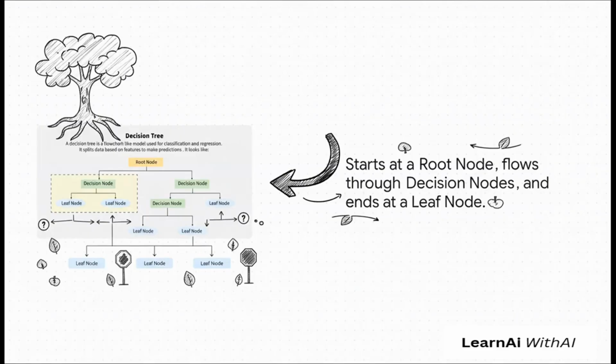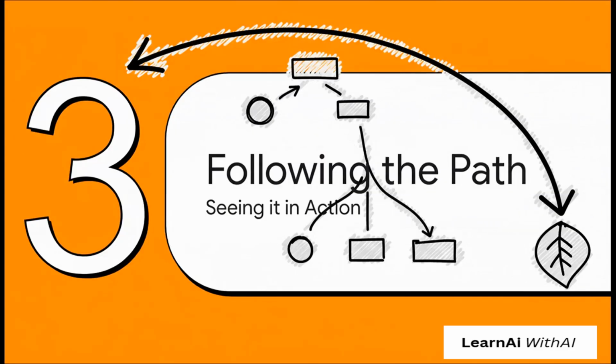It all kicks off at the root node. That's your very first big question. Each split after that is a decision node, another question that pushes you down a specific path. And when you finally run out of questions to ask, you've hit a leaf node, which is your final answer, the end of the line. Okay, enough with the theory. Let's look at a full example now and really see how this thing is built. We're going to trace one single path from the very top all the way down to a final answer.